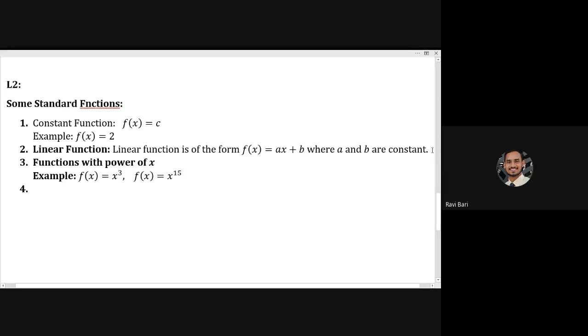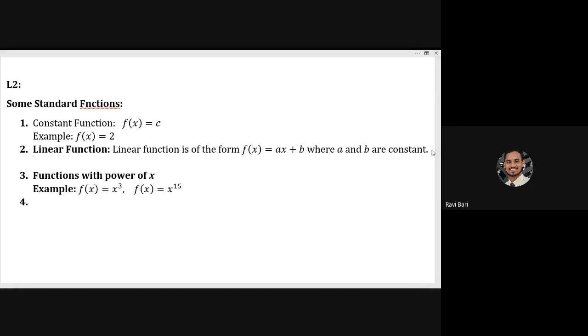Okay, I did not give the example of linear function, right? So a linear function is of this form. f of x is equal to 2x plus 7 or 2x plus 5. This is an example of a linear function. So f of x is equal to say 11x minus 6. This is also an example of a linear function.